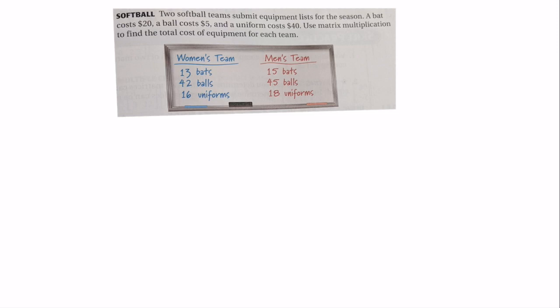So use matrix multiplication to find the total cost of the equipment for each team. Just think about how you would do this. You would go through 13 bats times 20, 42 balls times 5, and then you would probably do it separately for each team. It might not take you that much time, but what if you had 100 teams? You'd be duplicating all of that work.